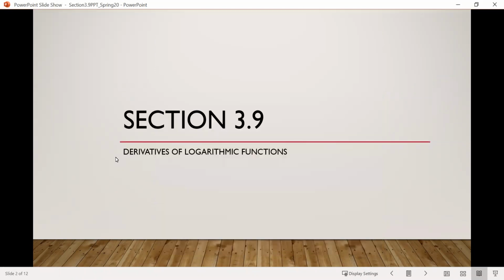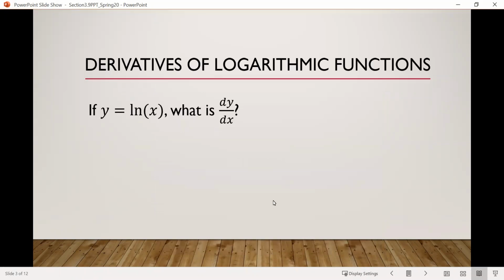Okay, so mostly we'll cover derivatives of logarithmic functions, but like I said, we'll talk a little bit about exponentials. So let's look at this function, y equals ln of x. Notice they want us to find dy dx here. Here's what I'm going to do first: I'm going to rewrite this function. So we have y equals ln of x.